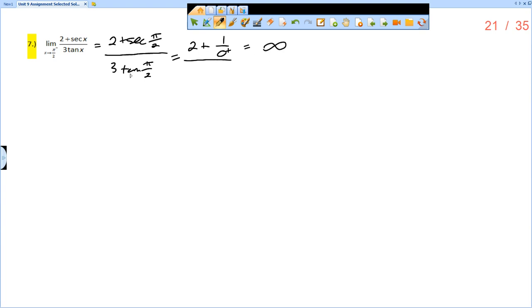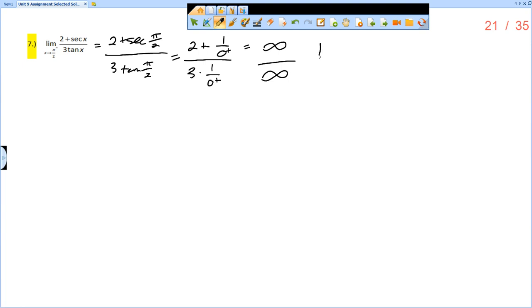Divided by 3 times the tangent of pi over 2. The tangent of pi over 2, once again, is sine over cosine, so that'd be 1 over 0, and once again a positive value, because sine and cosine are positive as we're approaching pi over 2. And so this is 3 times positive infinity, or positive infinity. And so we get infinity over infinity. Remember, in a 0 over 0 or infinity over infinity situation, L'Hopital's rule can apply.